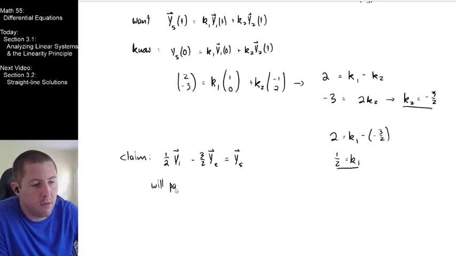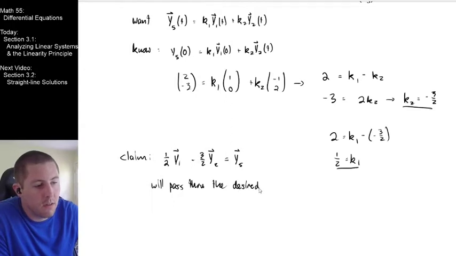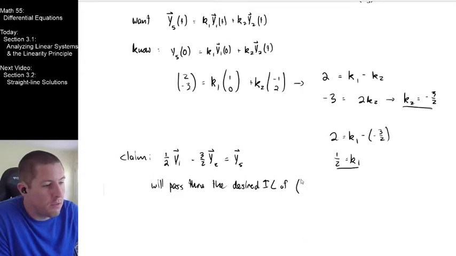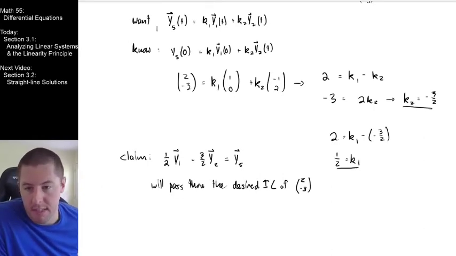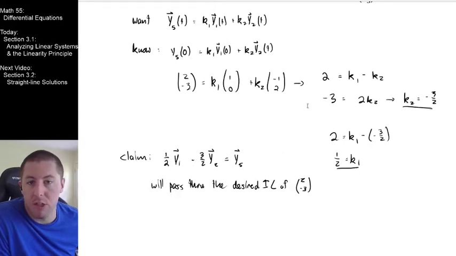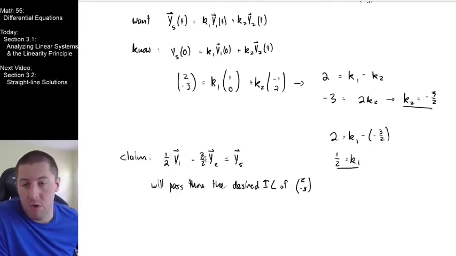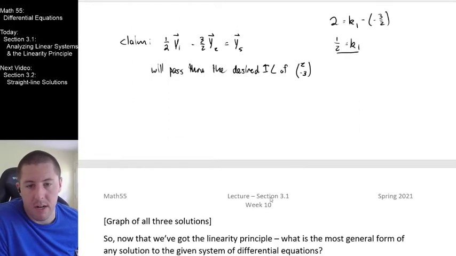will pass through the desired initial condition of 2, -3. All right. So this is pretty cool. Just by doing a real easy solve of a system of linear equations right here, kind of algebra, we were able to come up with what are the choices that we should make for K1 and K2 to pass through any other desired location in the plane, in this case here, 2, -3.